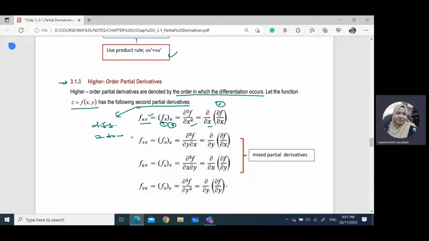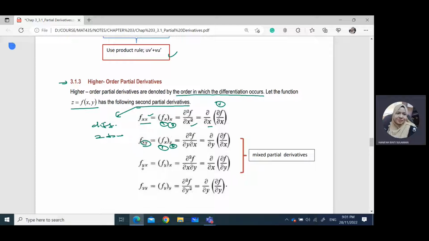Okay, so next we have f derivative respect to x and y. So this one is a mixed partial derivative where we differentiate for x for the first time and for the second derivative with respect to y. Okay, so yang ini you differentiate respect to x and then you differentiate respect to y. Okay, so maknanya for the second order it is respect to y.